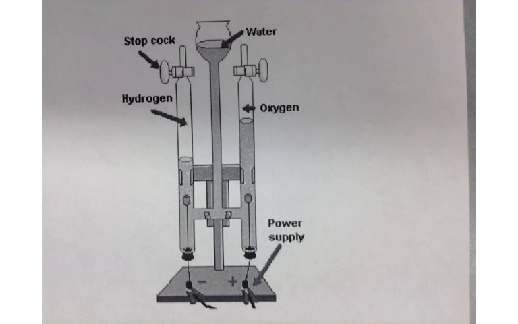This is what the apparatus looks like. So you basically have water in this tube, and you have a power supply, so electricity in these. And by shooting the electricity through, you are going to produce hydrogen and oxygen.